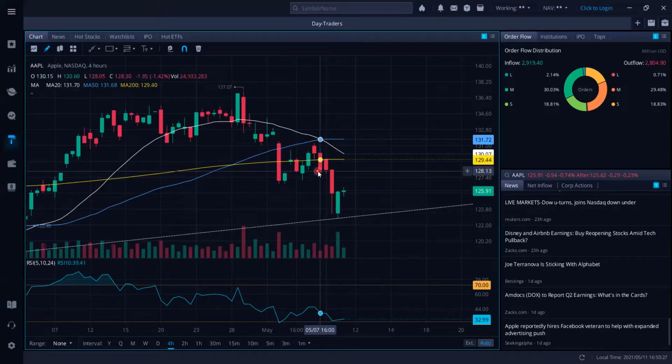The blue one is the 50. The white one is what, the 200? The 20. Oh, the 20, and then the yellow is the 200. Yellow is the 200. Yeah.